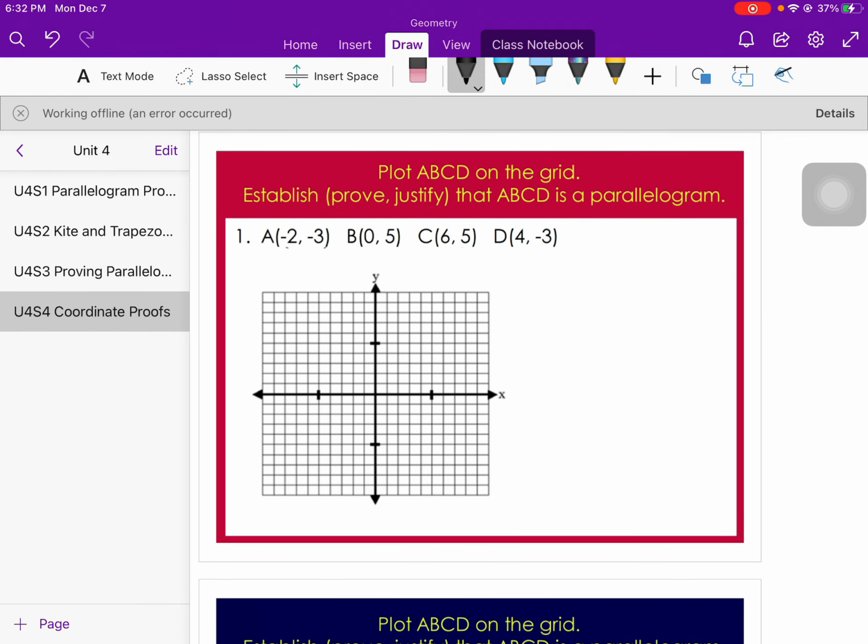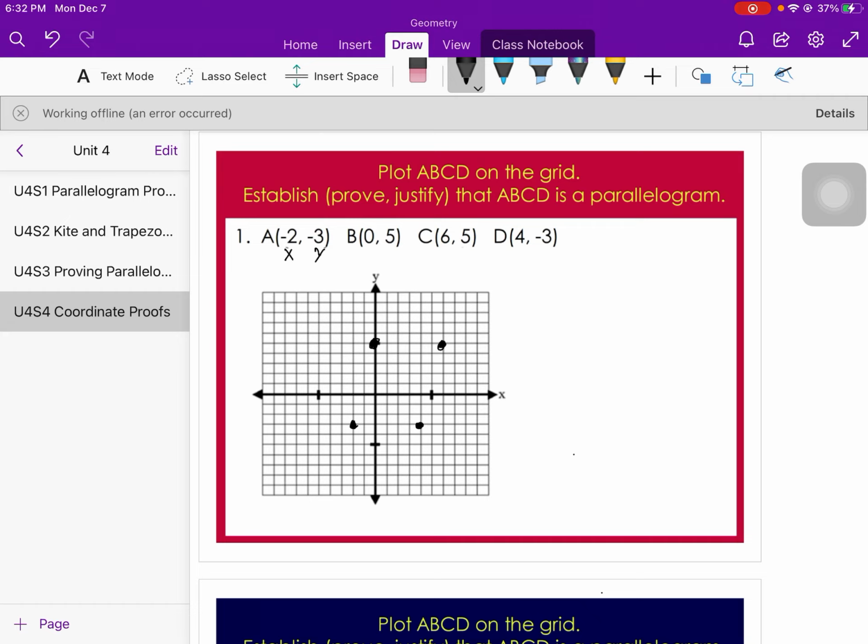Every single time you have a problem like this, it's going to say plot these given points and then establish, prove, justify that ABCD is a parallelogram using those 1 of 6 shortcuts. So let's go ahead and plot these. Remember, it's X and Y. So -2 goes back 2, down 3. 0, 5 is 0, up 5. 6, 5 is over 6, up 5. And then D, 4, -3 is over 4, 1, 2, 3, 4, down 1, 2, 3.